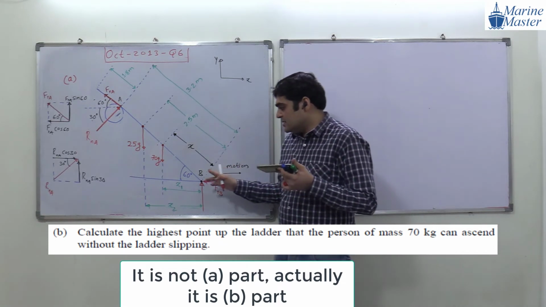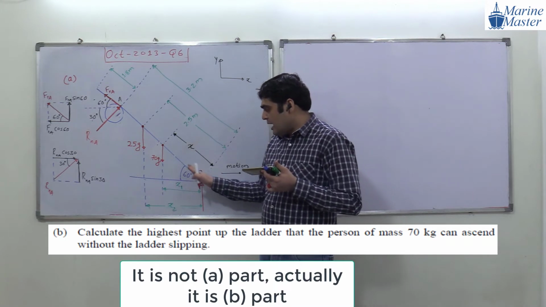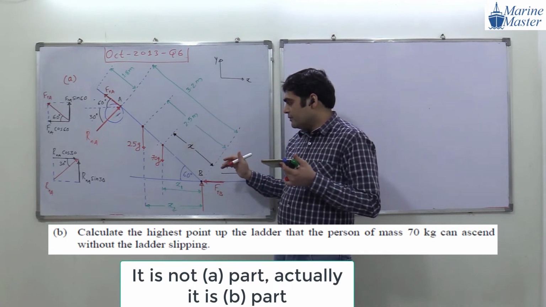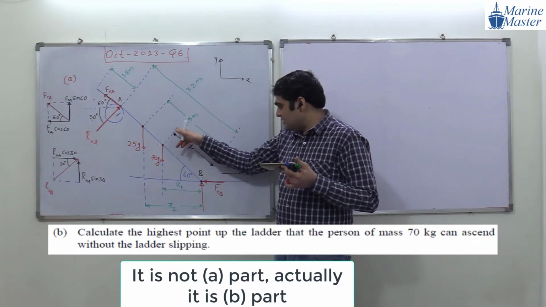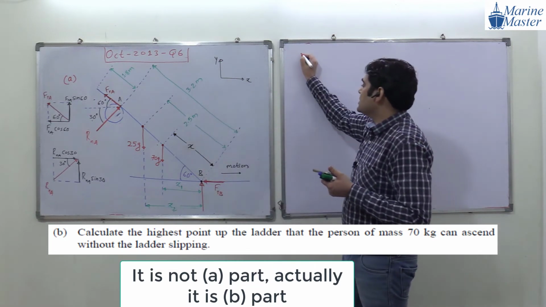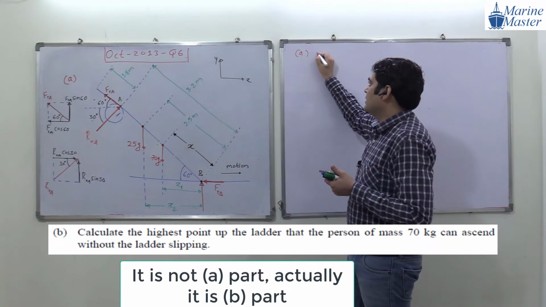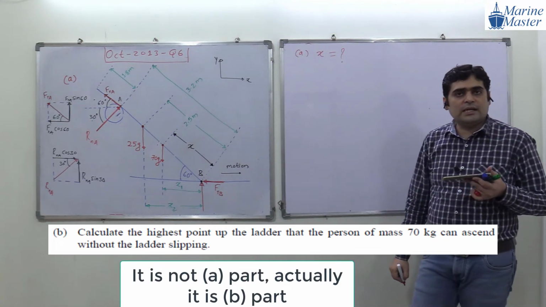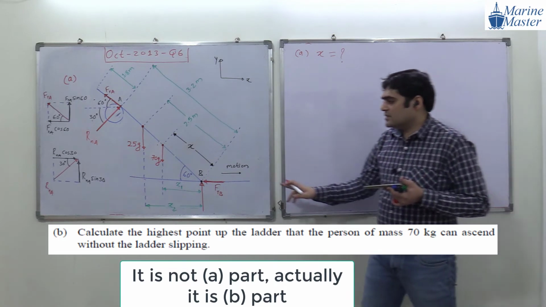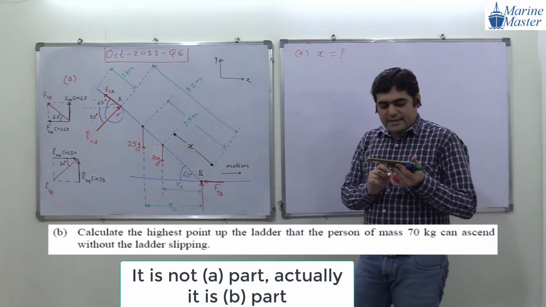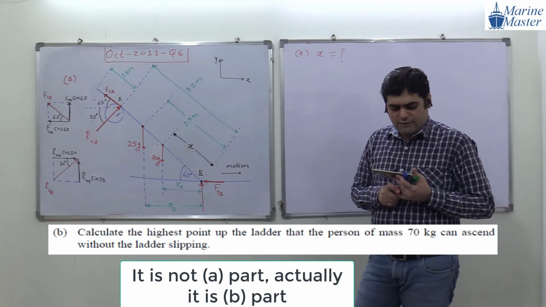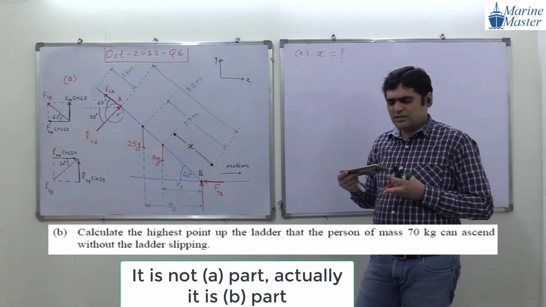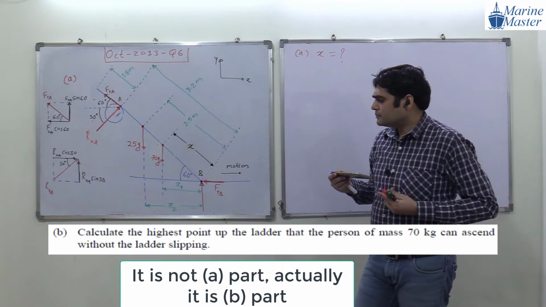So, this X means indirectly what are they asking us? How far can this 70 kg person ascend without the ladder slipping? So, what are they asking us in A part? This X distance. They are asking us the value of X. And how to get this value of X? Try to see the scenario here. Very important discussion, but not that difficult. This question is simple.